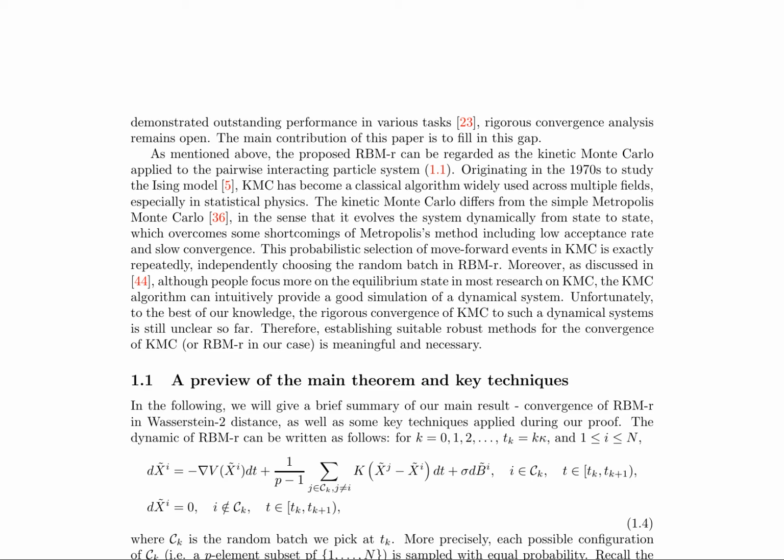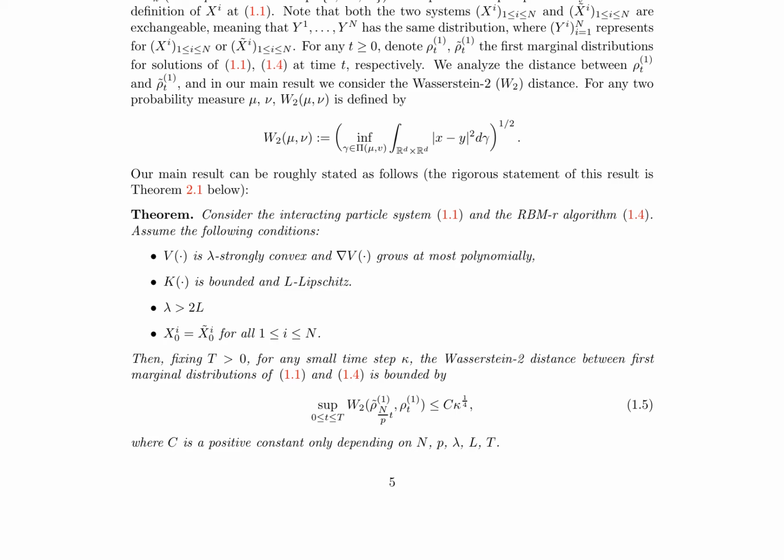The authors establish the convergence of RBM-r in Wasserstein-2 distance, under certain conditions on the potential function V and the interaction kernel K. The main result, stated in Theorem 2.1, bounds the Wasserstein-2 distance between the first marginal distributions of the interacting particle system and the RBM-r algorithm by C kappa^(1/4), where C is a constant depending on the system parameters and kappa is the time step.